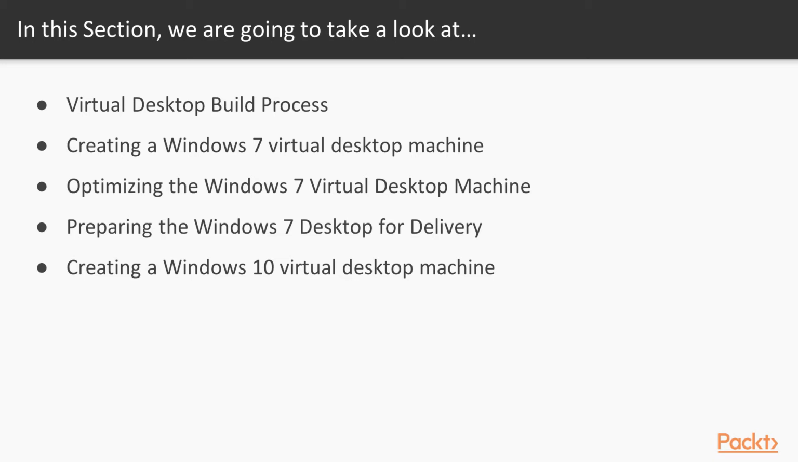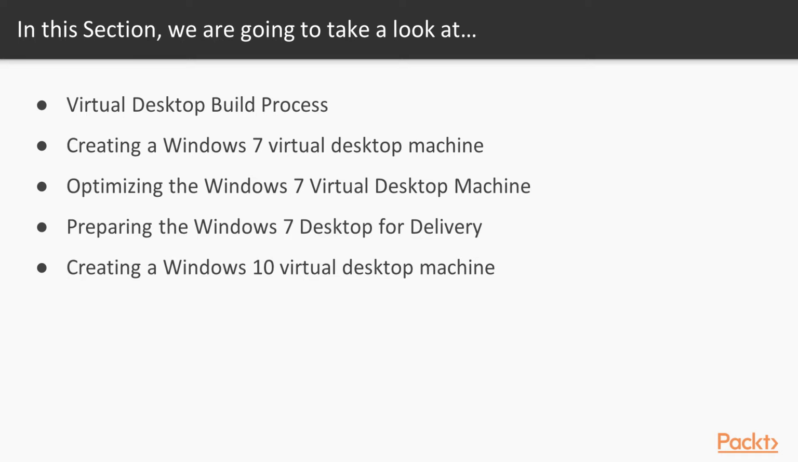In this section, we're going to create the operating system images that will be used to create the virtual desktop machines from. We will start by walking through the build process before going on to create a Windows 7 image, which we will then optimize for running as a View virtual desktop. Once the image has been optimized, then we will prepare it for use as a Horizon View virtual desktop image from which to create and deploy desktops from.